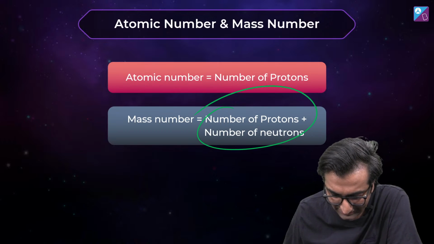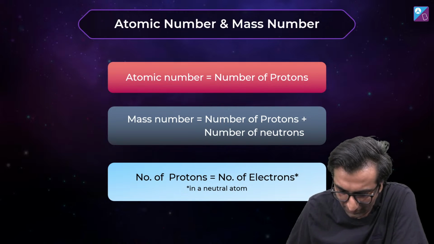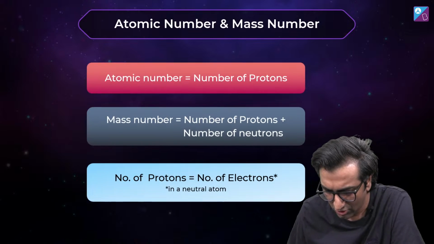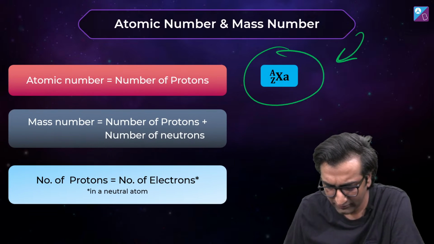Okay, and interestingly, number of protons obviously is going to be equal to number of electrons in a neutral atom. Basic stuff you already know. Okay, this is a symbol of any element.